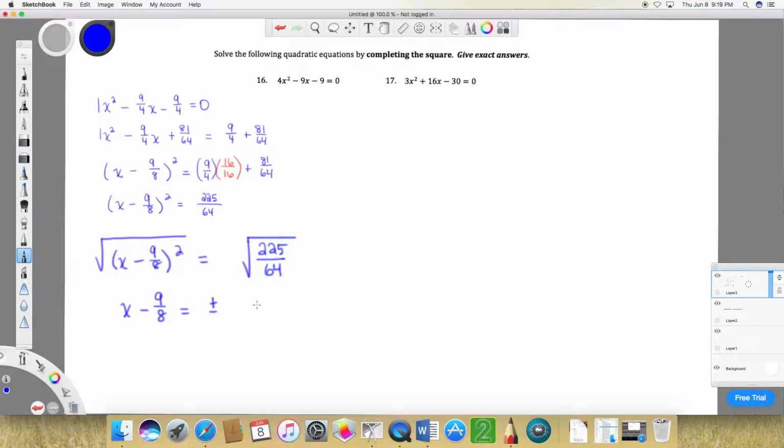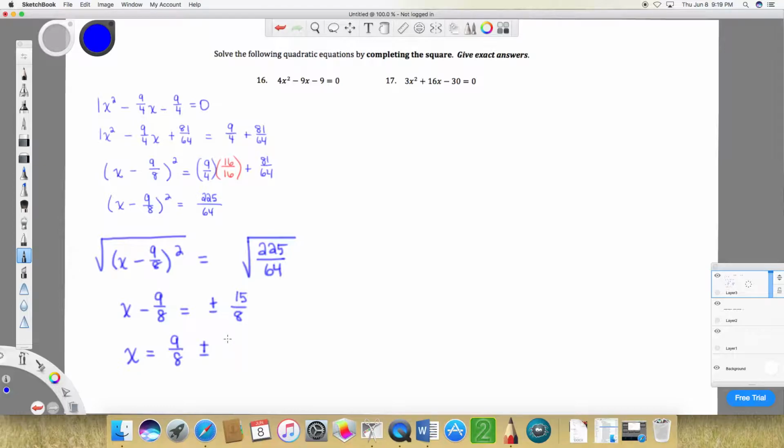it's down here. Now, when you take the square root of a product or a quotient, you can take the square roots individually. You can take the square root of the numerator 225, which is 15, and you can take the square root of 64, which is 8, and so now, hey, look over here, we have a common denominator of 8. So it's going to be very easy for us to get x by itself. We add 9 over 8 to each side.